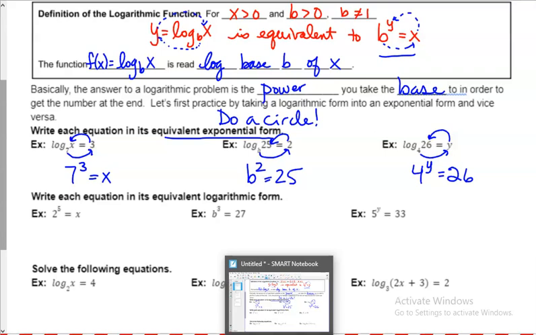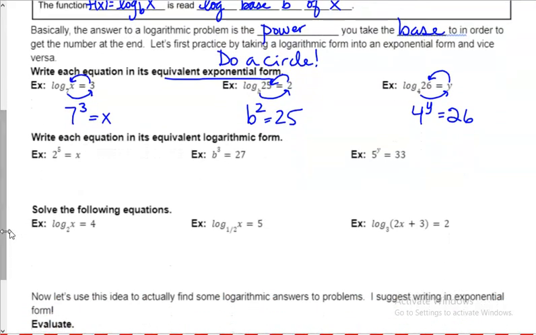Now, the next piece here is changing it in the other direction. Can we now do this given this exponential form? We're going to start with our base. Log base 2 of x equals the power. So log base 2, that's a little subscript, of x equals the power of 5. Again, go in a circle. Log base 2 of x equals 5.